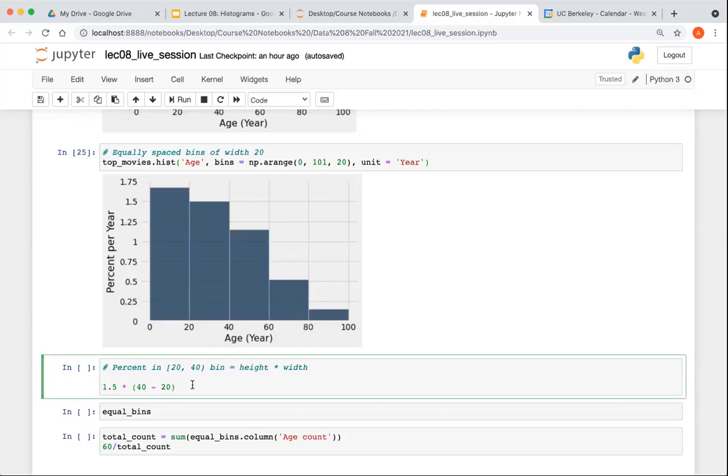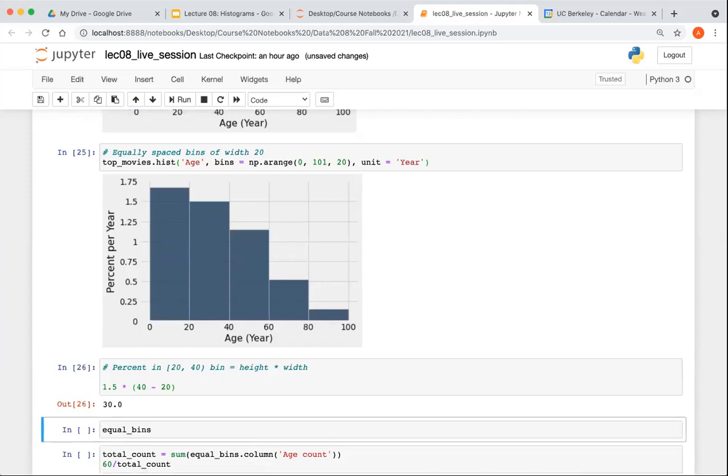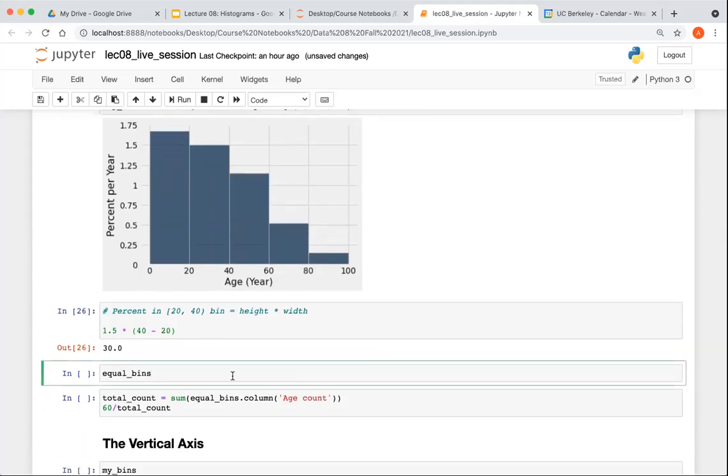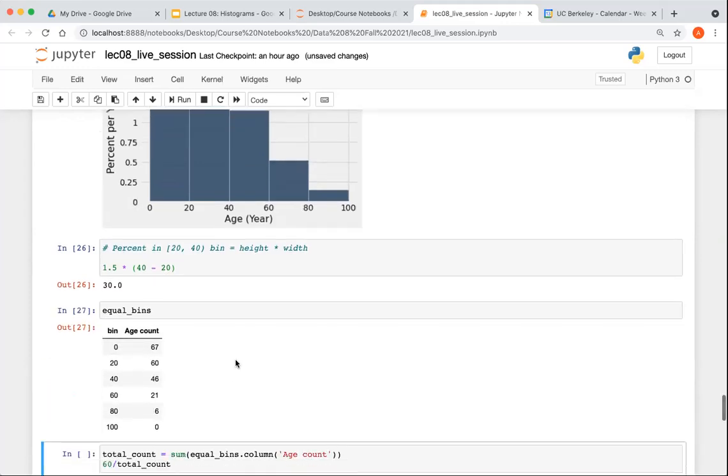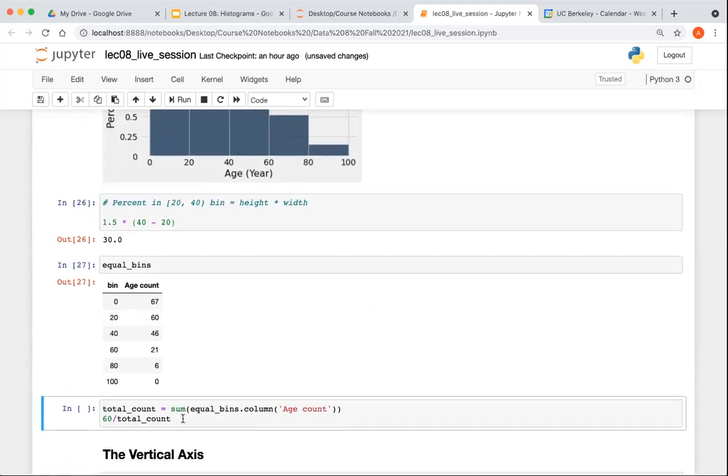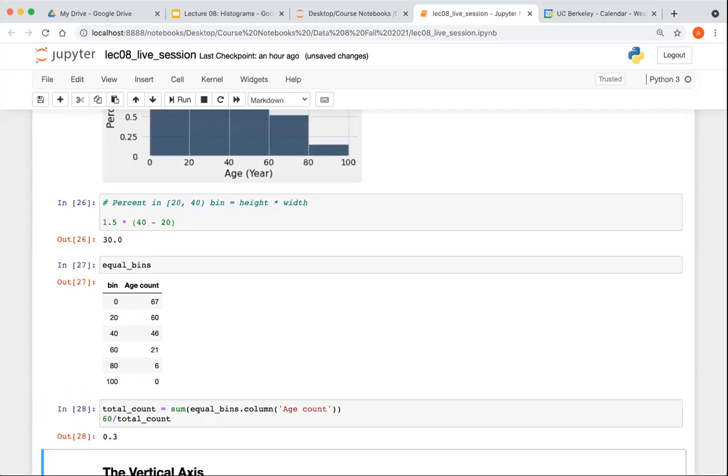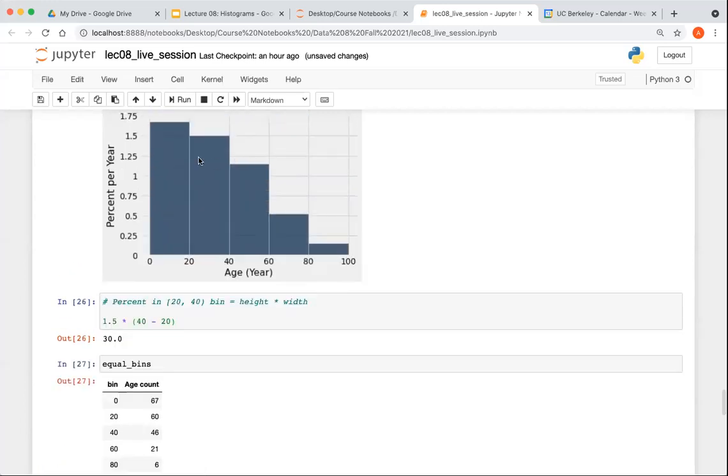Okay, so if we run that, we get 30. So the claim is that this bar contains 30% of the data. Well, now we actually binned this data using the same equal bins, and the 20 to 40 bar had 60 movies. And 60 movies as a percent of the total count. What was the total count? It was 200. 60 movies as a percent of the total count, you have 30%. Okay, so your bar does represent the percent.